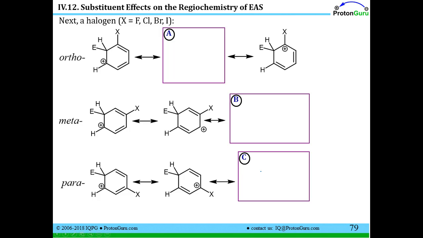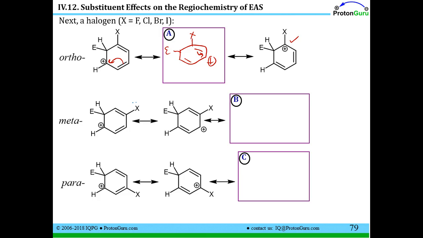Well, what if we have a halogen on the ring? Let's say the X is fluorine, chlorine, bromine, or iodine. What influence will that have on the carbocation? Well, we can take this carbocation and move it around the ring to get, first of all, the resonance contributor shown here in box A. We can further move around the ring, and that places the plus charge here.